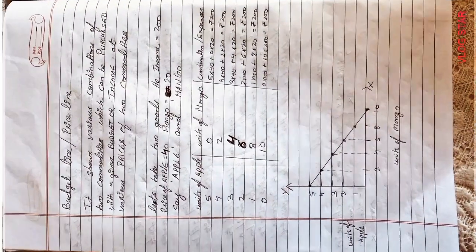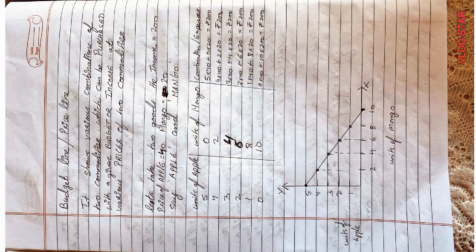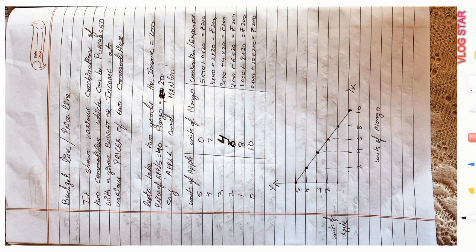Budget line. Now budget, I think everyone is familiar with the term budget. Budget means the money which the consumer has to purchase goods. So over here the consumer is given, I've just highlighted over here, the budget or income and the prices of two commodities. That's the highlighting point I've given to you, which you need to know. Let's see the example over here. The income of a consumer is 200. He is given two commodities, apple and mango. The price of apple is 40, the price of mango is 20.